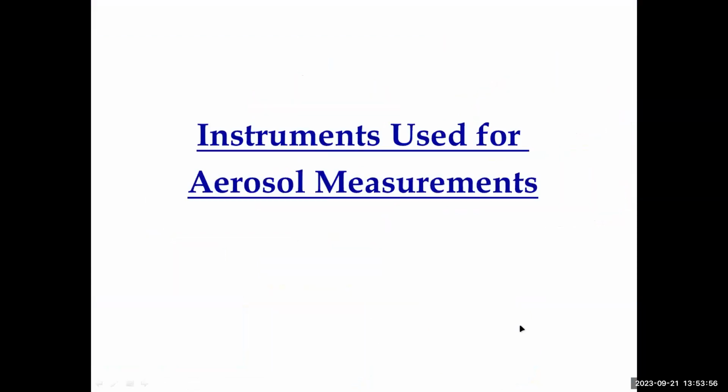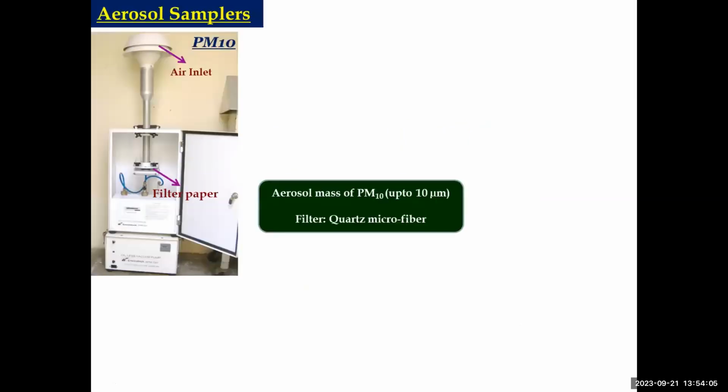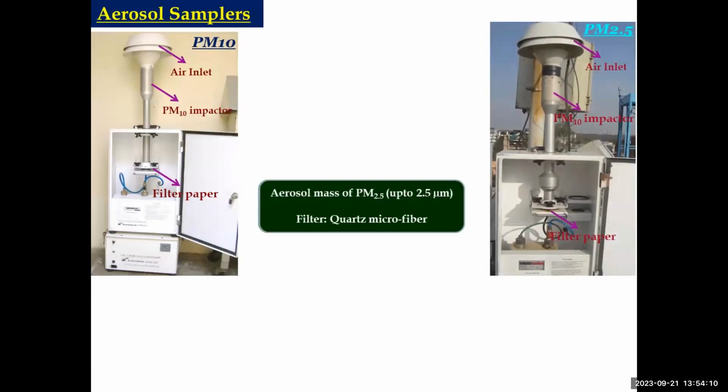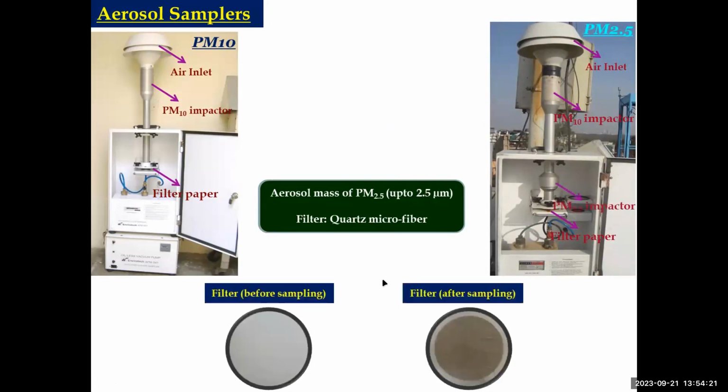Since this is a refresher course, I'll briefly introduce you to the instruments which have been used for aerosol measurement. These are aerosol samplers, PM10 and PM2.5, which measure based upon a quartz filter. It measures the total mass of PM2.5 and PM10. This is an example of a filter before sampling. You can see it is very white, and after sampling, after 24-hour sampling, based upon our objective, we can take the filter sample either on an 8-hour or 24-hour basis.